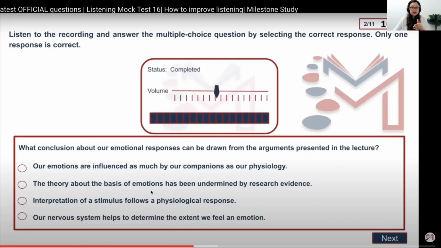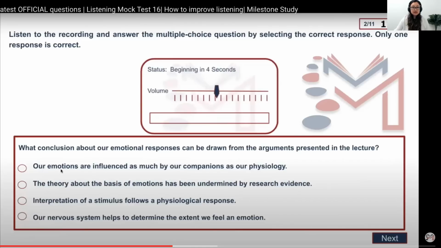The theory about the basis of emotions has been undermined by research evidence. No, this doesn't relate to our emotional responses. Interpretation of a stimulus follows a physiological response. No. First, there is a physiological response and then a stimulus. So C would be wrong. Our nervous system helps to determine the extent we feel an emotion. So I'm a bit confused between A and D this time.